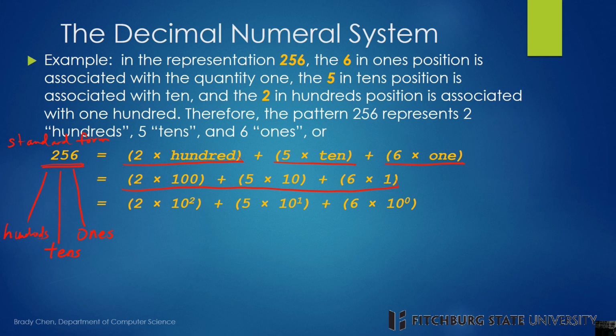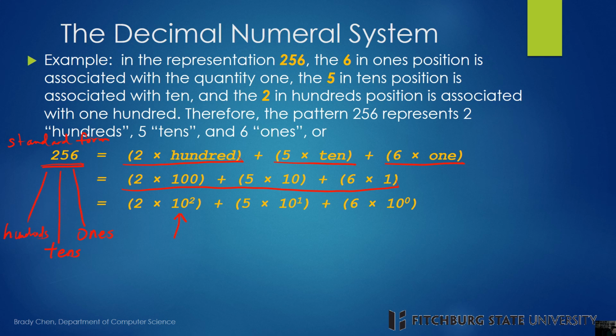Now we can also write 100 using scientific notation, which is the same as 10 to the 2, or 10 squared. Now, the number 10 is the same as 10 to the 1, and the number 1 is 10 to the 0. So every number can be written in expanded form.